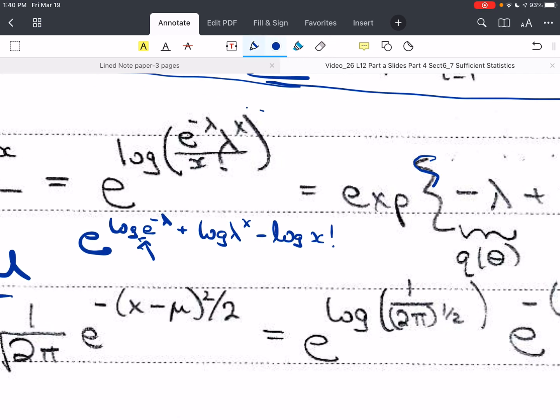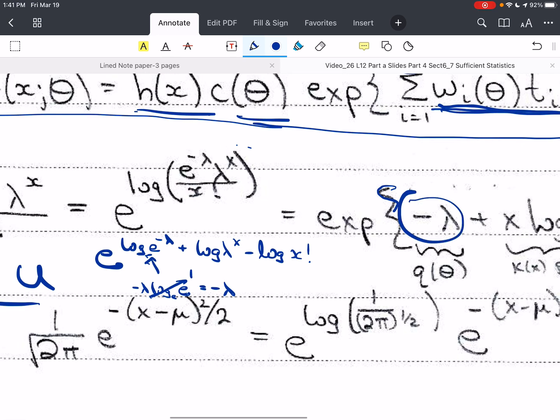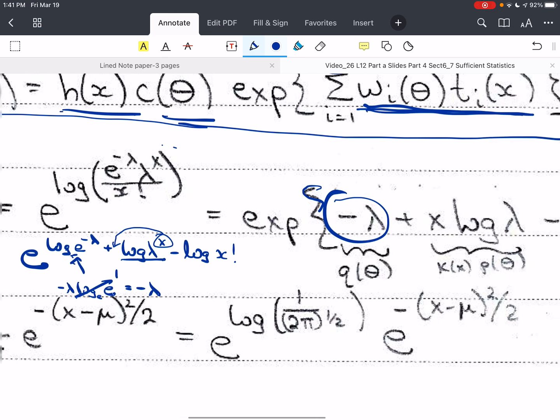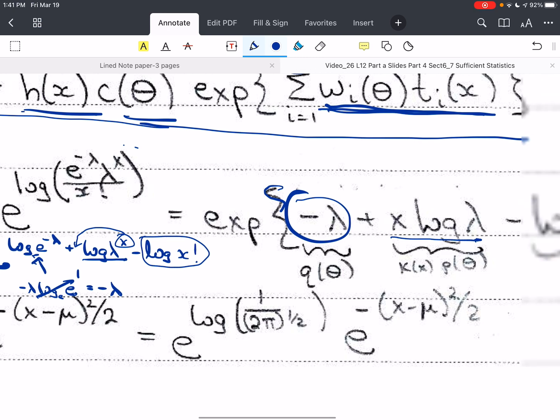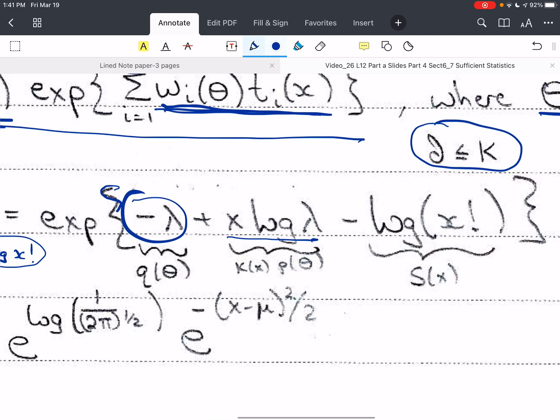So this would be negative lambda log base e of e. That is 1, so this is negative lambda, and that is what I have here. And then this second term, we pull the x down to the front, and so we have x times log lambda here. And then this third term, we can't do much with it. It's just log of the x factorials. And so that's what I've left here.